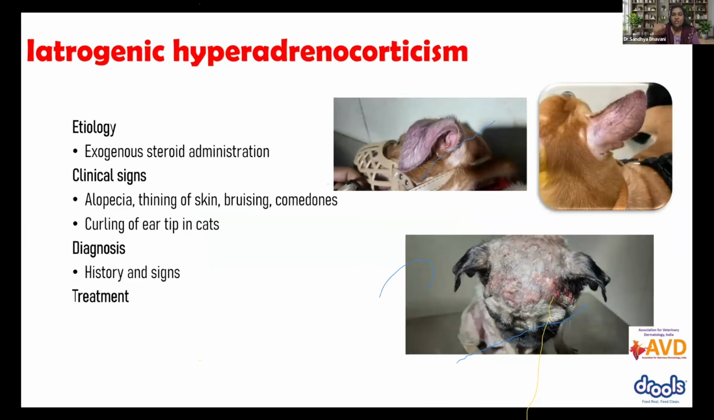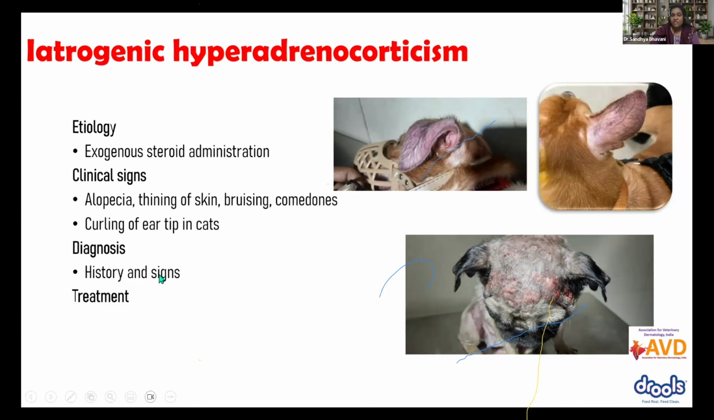So iatrogenic hyperadrenocorticism is mainly because of the external application of steroid ointment. It can be localized where you apply it, and there will be alopecia. This is calcinosis cutis because of steroid application for more than 6 months. Curling of ear tips will be seen in cats. Otherwise, comedones and bruising of skin will be seen.